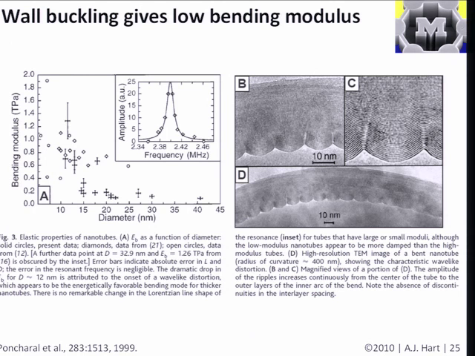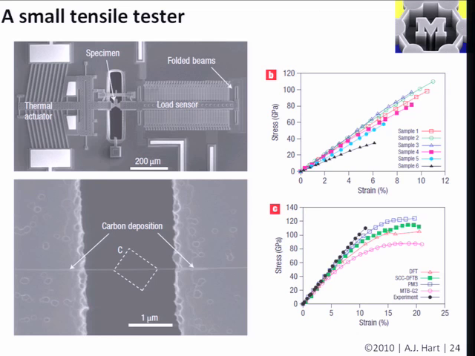I have a question. Do we have a defined concept of a Poisson's ratio here, similar to bulk materials? For a single wall nanotube, how does that effect work out? So that's something that's still under study. The question is, can you apply the same concept?